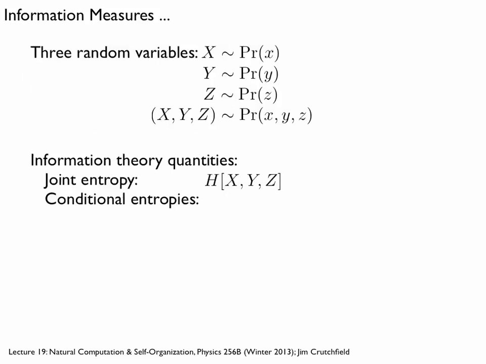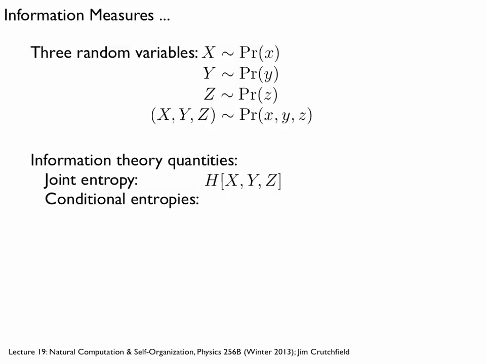Okay, so now start pushing ahead to three variables, x, y, and z, governed by this joint distribution over all three of them. So now let's think about what possible information quantities there could be. Well, again, we can think of this as a single triplet event, and therefore the joint entropy makes sense. We just plug that in. So that readily comes to mind.